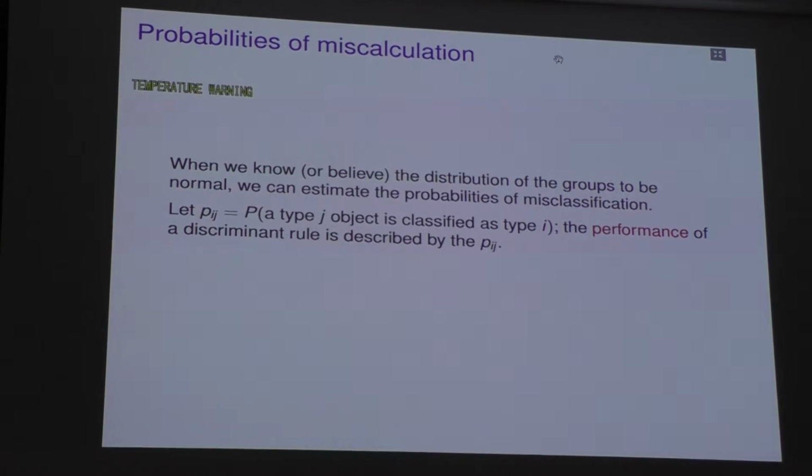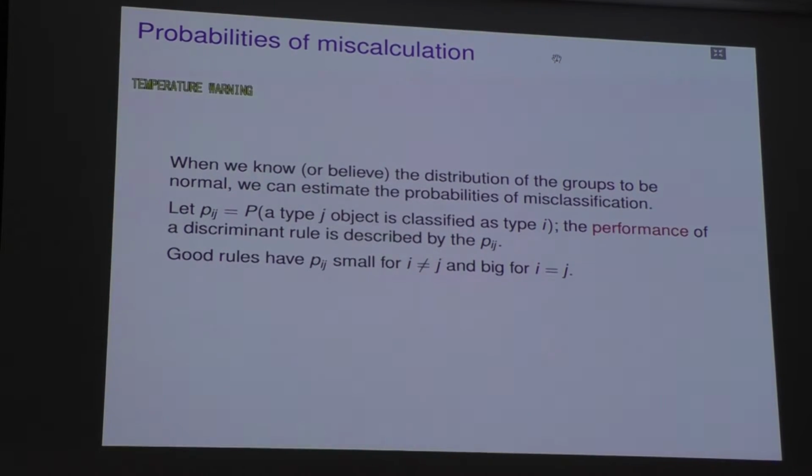And so these Pij's are some kind of an indication as to how well our discriminant rule is performing. So good rules have Pii big and Pij small. Other way around, yeah, so Pij small for i not equal to j, and Pii big.